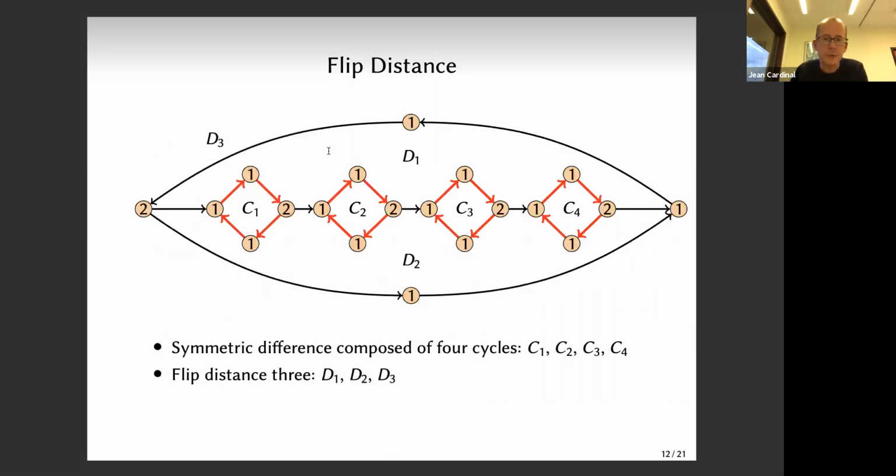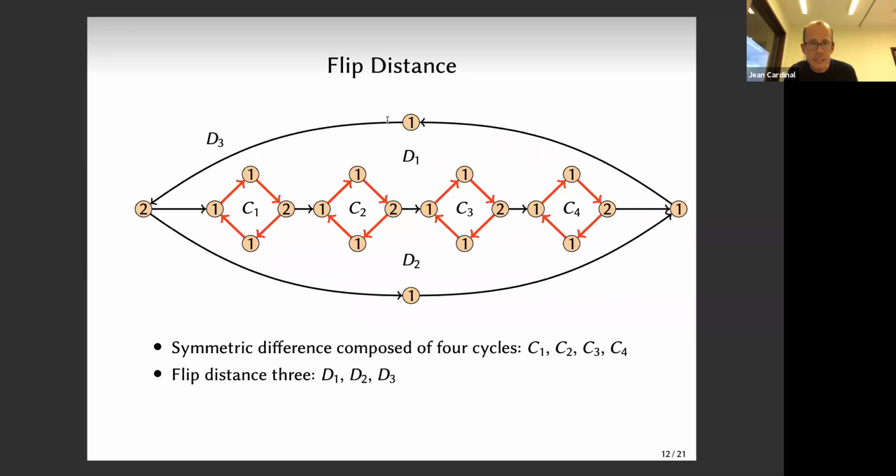Here we have this orientation of the graph. It's actually a perfect matching, right? Let's say we want to flip the orientation of each of the 4 cycles. Suppose this is my symmetric difference. I can go through C1 and reverse its orientation, then C2, then C3, then C4. That's 4 flips. So the distance between those 2 orientations would be at most 4, because you can always flip those 4 cycles. But now look at this sequence of flips, D1, D2, D3.